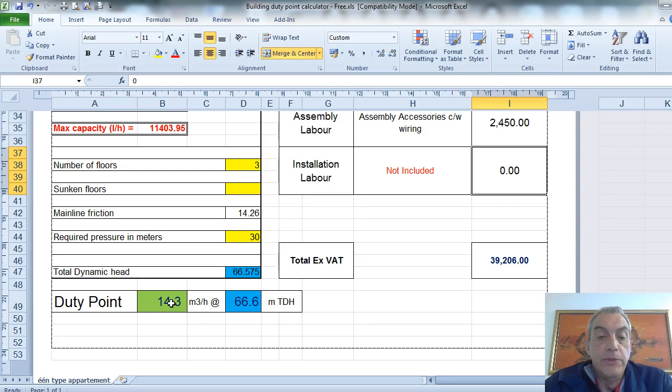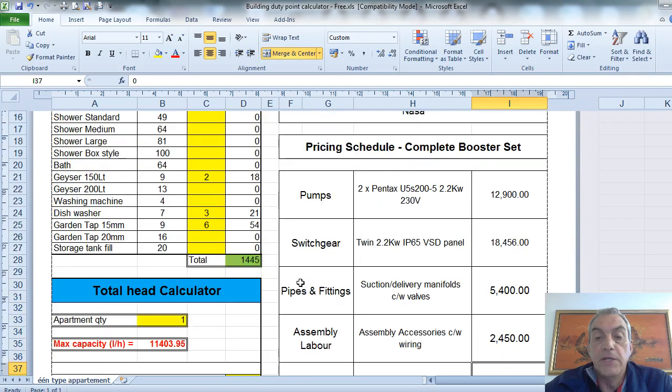So what we would do is we would divide that duty point by 2. So instead of selecting a 14 cube one pump, we would select 2 pumps to do between 7 and 8 cubes each. But they will always do 66 or 67 meters total dynamic head on the pump curve. So the selection here would be 2 pumps doing 7 or 8 cubes each at 67 meters. That is the pump selection. And then we build a normal twin booster set, and I'll make a video that you can follow up at some point, probably in the next week or so. I'll show you how we put these twin pump sets together and why we use VSDs to do this.